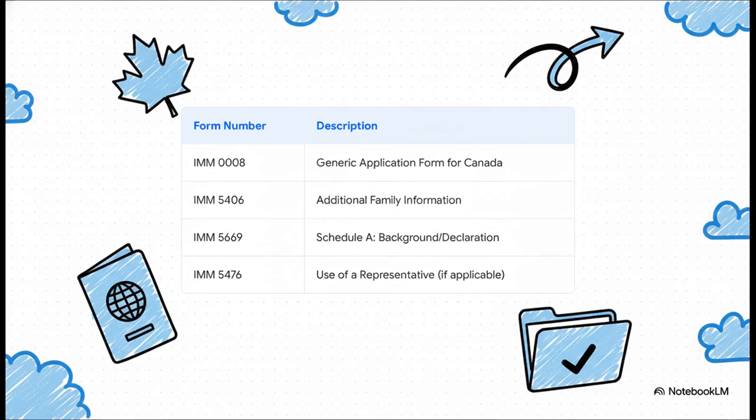The applicant has their own set of core forms to tackle too. That IMM 0008 is their main application for permanent residence. But you want to pay really close attention to that Schedule A form. That's where they detail their entire personal history, and it's what's used for the big security background check.